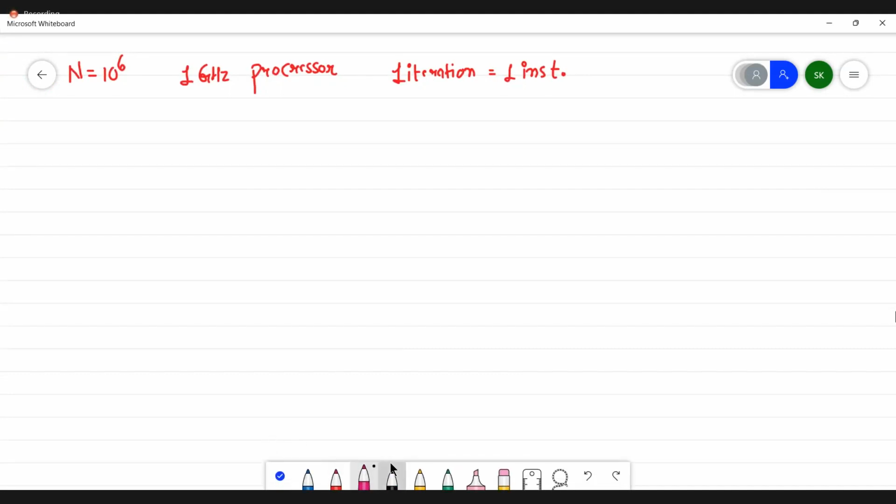And one more calculation. 10 to the power 3, you all know it is 1000, is approximately equal to 2 to the power 10, which is somewhere around 1024. So they are considered almost equal. Clear to all?